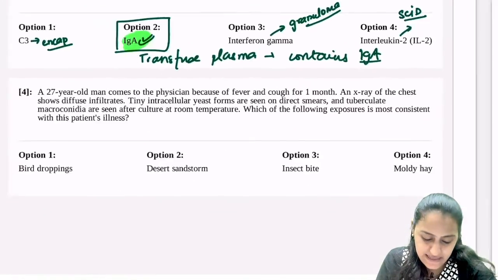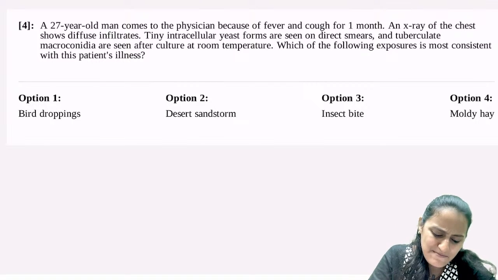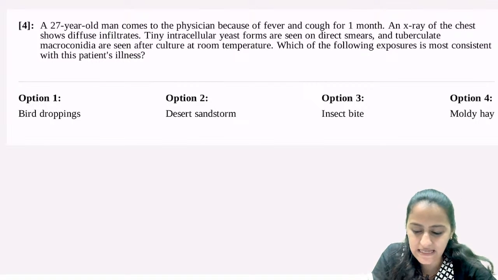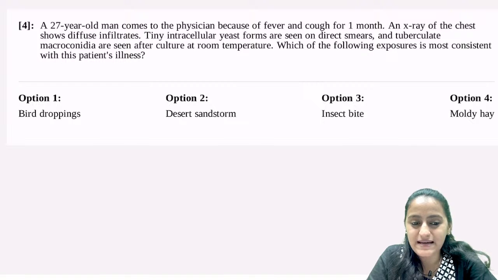Going on to the next one. Okay, tell me, what do you think is the answer to this? A similar topic that again we have discussed in the microbiology KBMD. Similar topic that we have discussed there. Tell me, what is that?